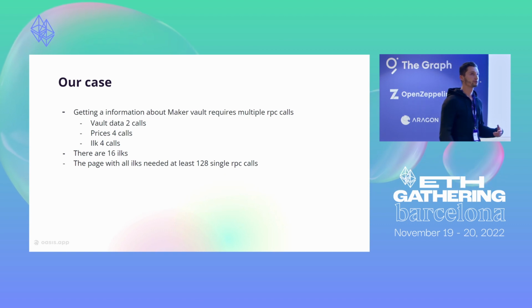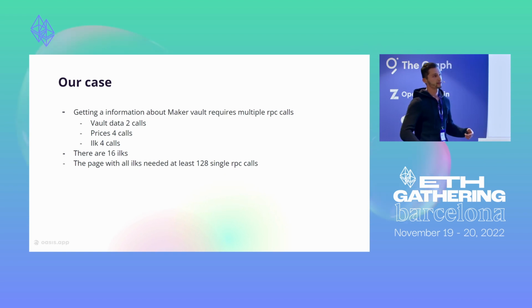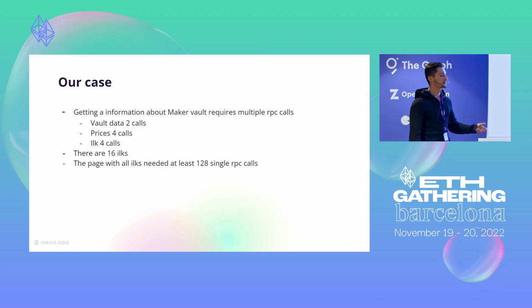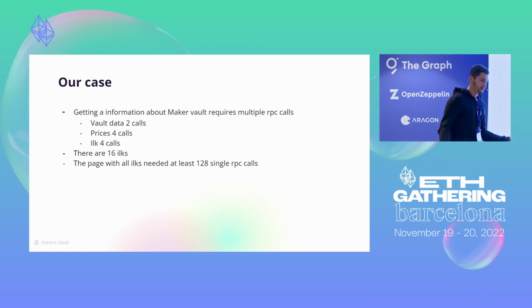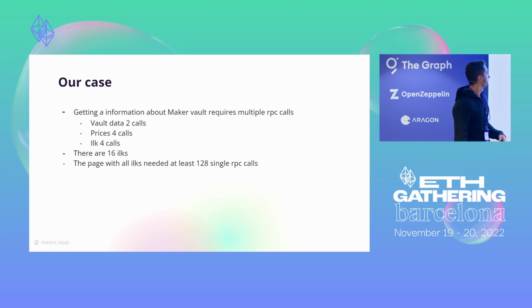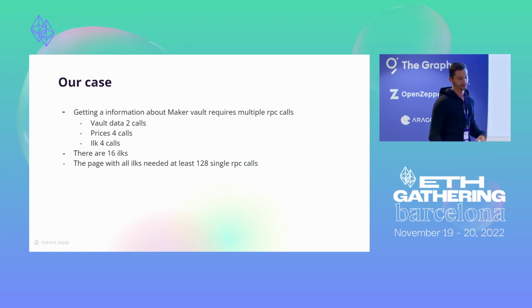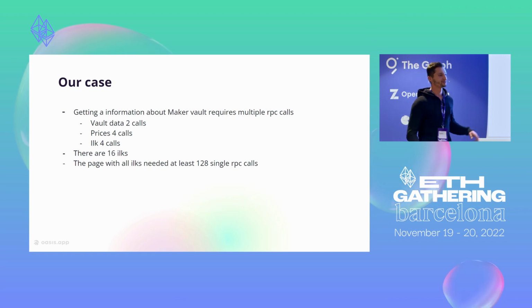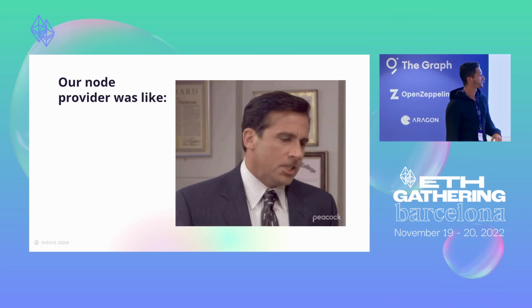Furthermore, we would like to keep the data up to date, so we have to poll the blockchain every few seconds to fetch the latest data. That creates thousands of calls for each user. And our node provider was like, please no, don't do it. You have to find a better solution for that.